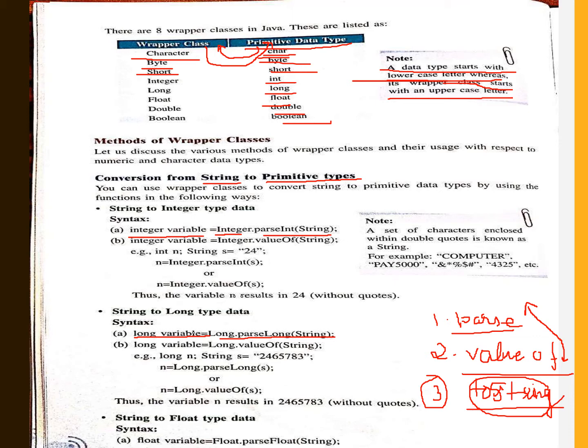Integer means the wrapper class name. You write Integer.parseInt when you want to convert the string data type into an integer, so your result is in the form of an integer. You store your result in an integer variable. Here you see integer variable equals Integer.valueOf of a string. So what is your string variable? String s equals "24".